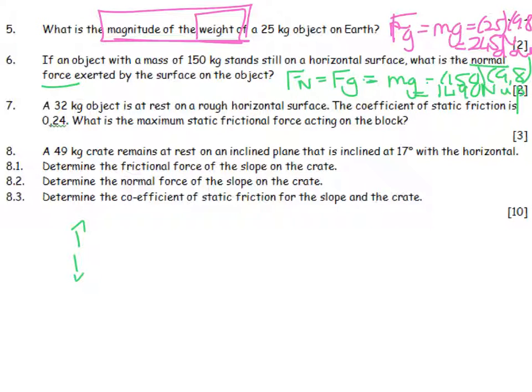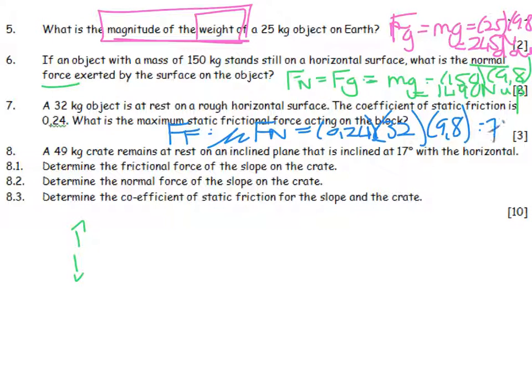Next one, 32 kilograms is at rest on a rough horizontal surface. The coefficient of static friction is given. What is the maximum static friction? So because it's on a horizontal surface, Ff is equal to mu Fn, and Fn is very easily equal to Fg, so it's just 0,24 times 32 times 9,8, and you land up with 75,26, and newtons is the unit. Don't forget your units on all of these.